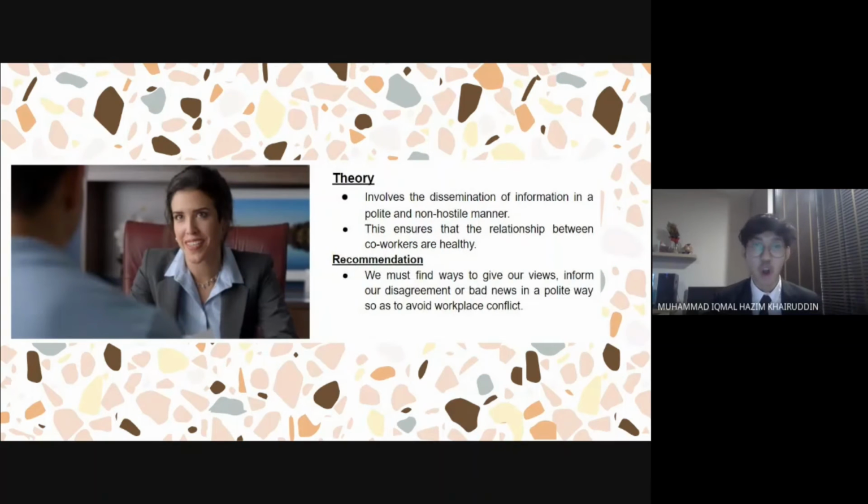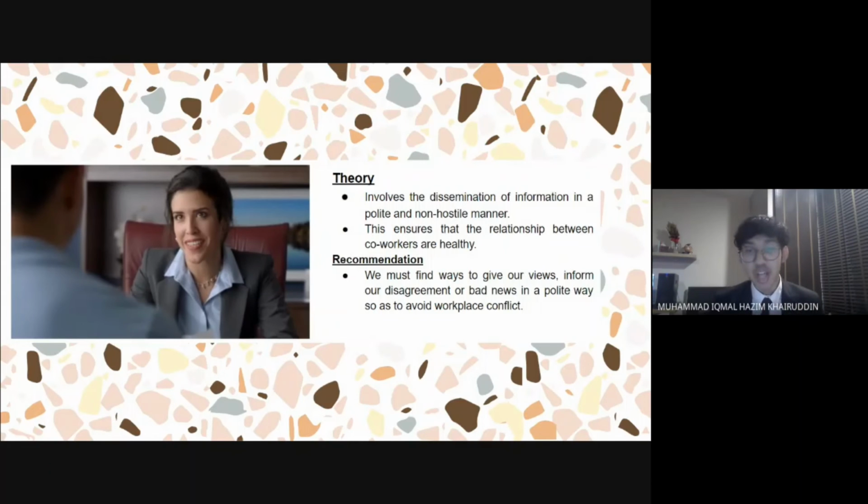The theory of cooperative communication is that it involves the conveying of information in a polite and non-hostile manner, as this would ensure that the relationship between co-workers is healthy. It is a given that we would have disagreements in a workplace, but we need to find ways to make sure that we can convey this disagreement in a polite manner.